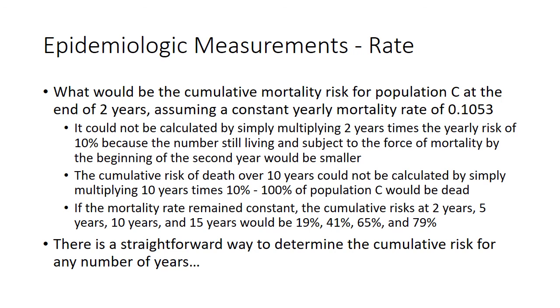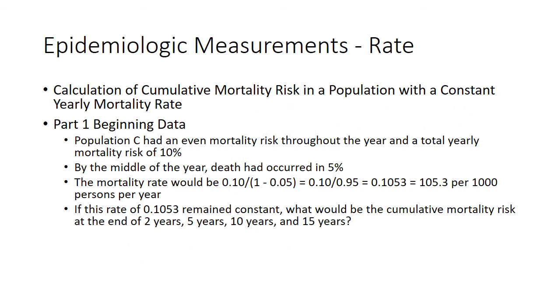Similarly, the cumulative risk of death over 10 years can't be calculated just by multiplying by 10, because otherwise 10% times 10 would be 100%, and all of population C would be dead at the end of 10 years. We know that would not be the actual case. However, if we're looking at the mortality rate and it remained constant, you would see that the cumulative risk at 2 years, 5 years, 10 years, and 15 years would be increasing, at 19, 41, 65, and 79%. Again, there's a straightforward way to determine that cumulative risk for any number of years, which I'll show you right now.